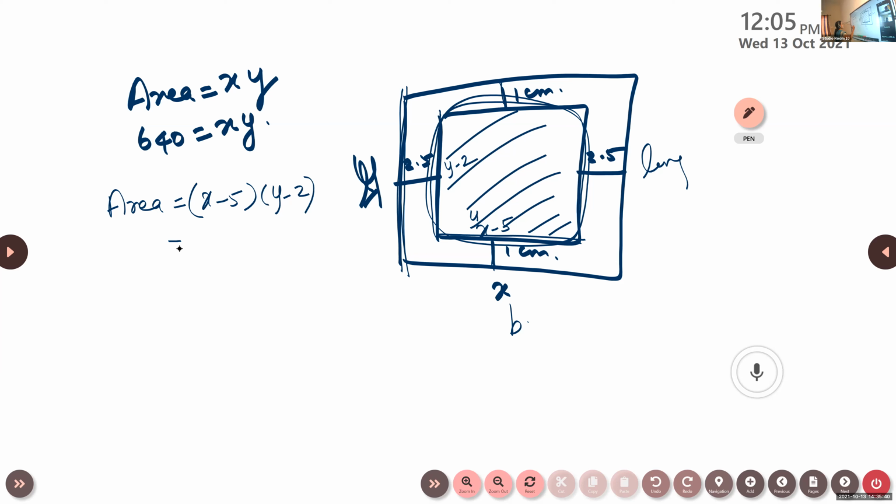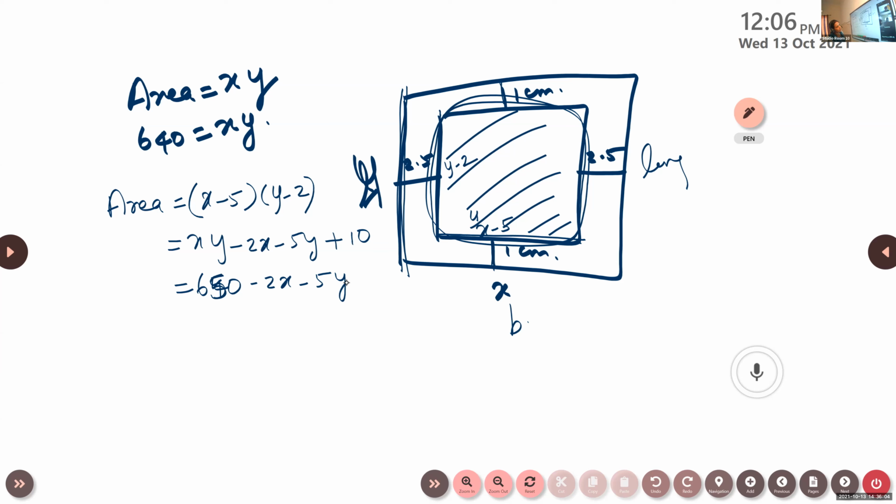So when you open this, you'll get xy minus 2x minus 5y plus 10. What is xy? 640. 640 plus 10. So we can write this as 650 minus 2x minus 5y. But look at the answer there. Is it 650 minus 2x minus 5y there? No, isn't it? No y term.